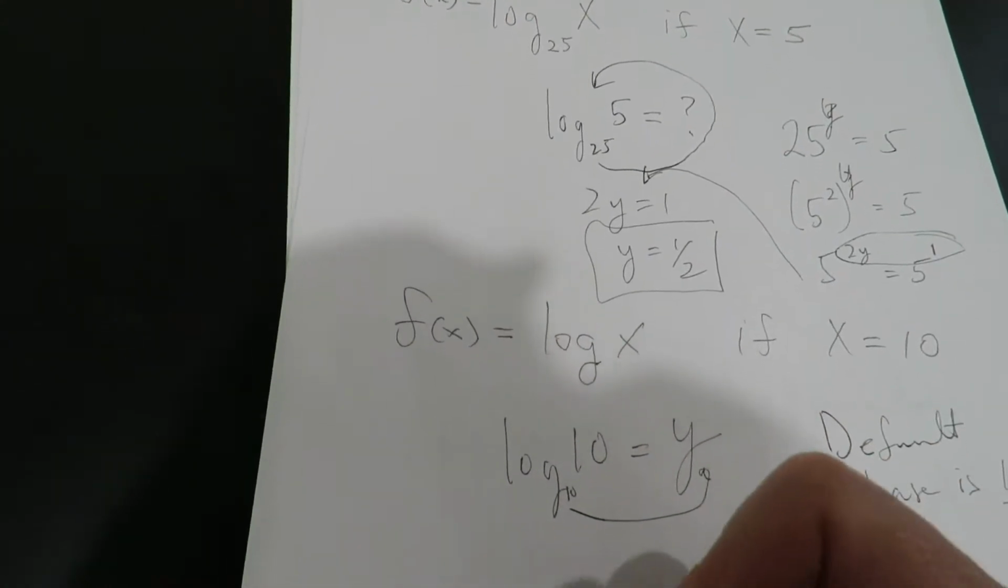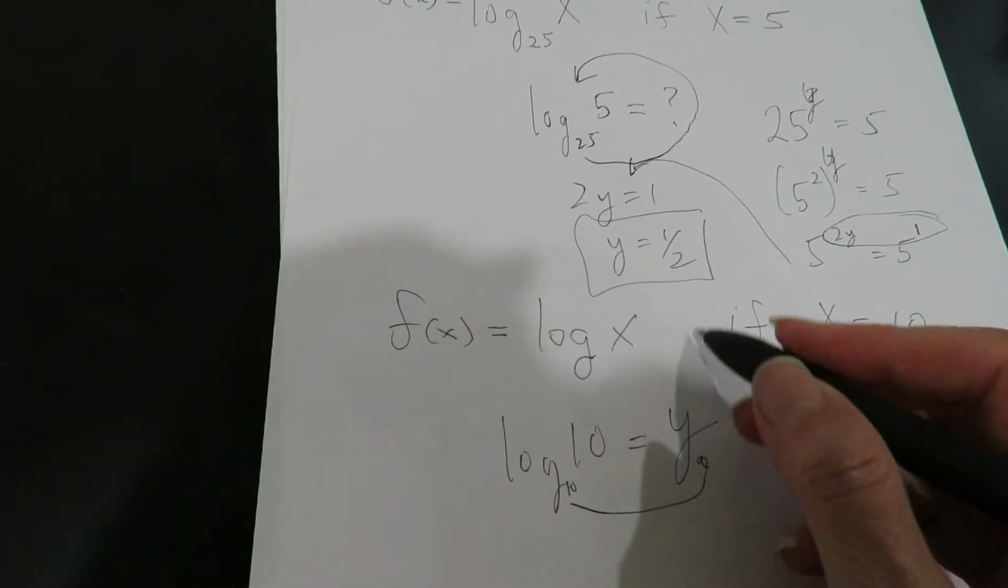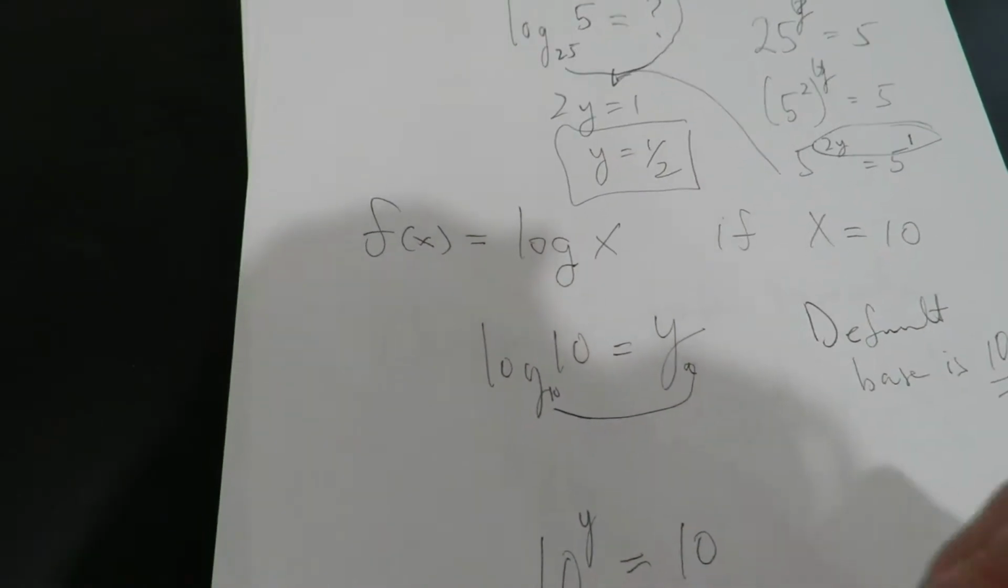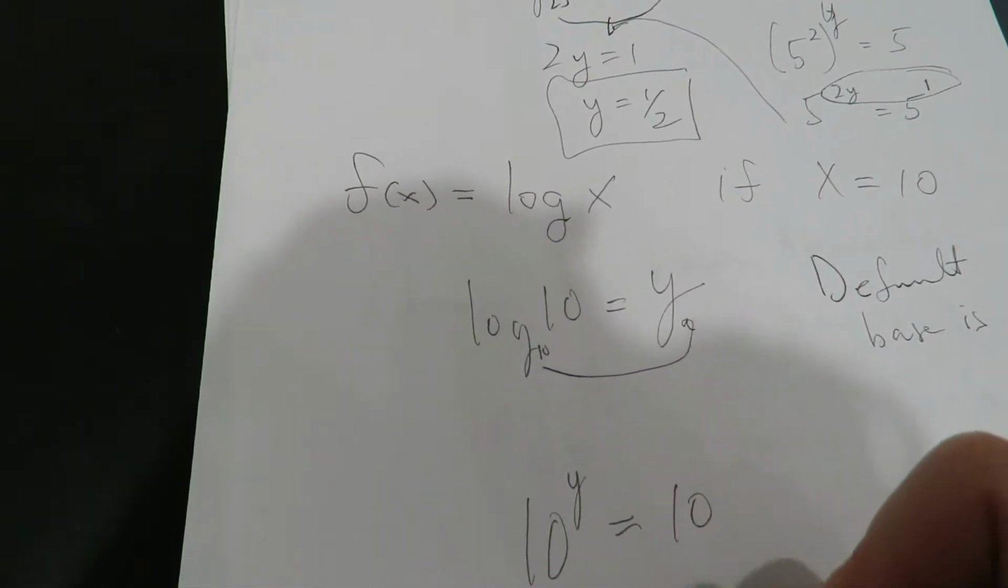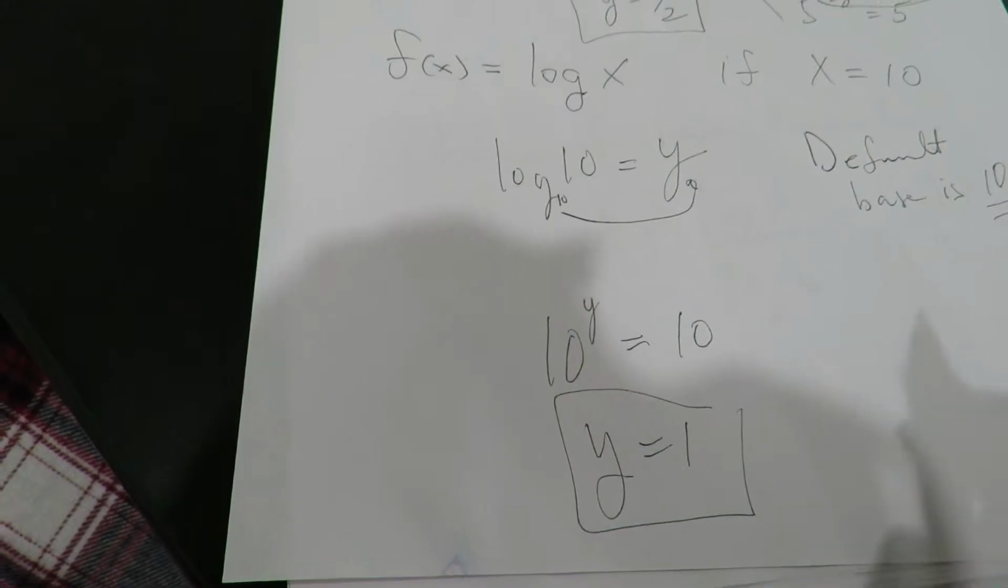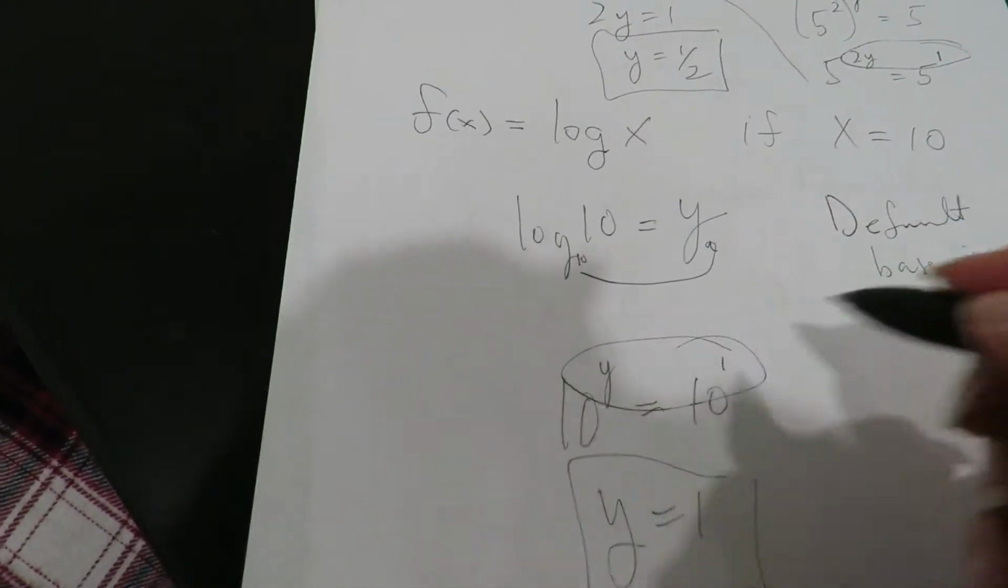So now I'm going to use the form. So 10, this little 10 to the y equals this. So therefore you can see that y here has to be 1, because this has to equal this.